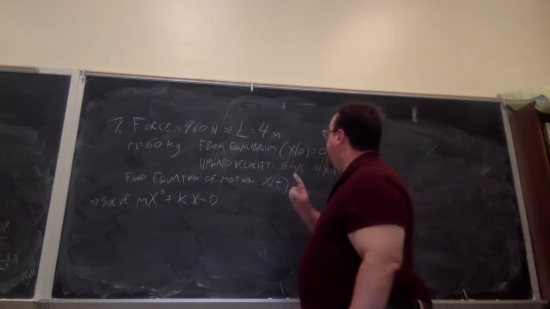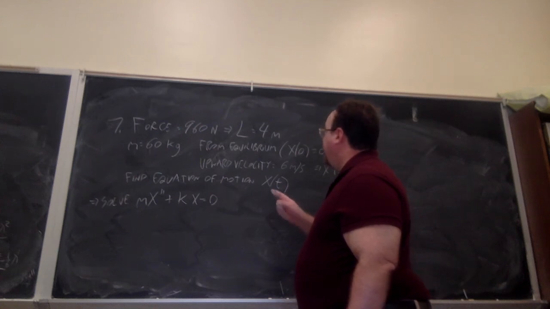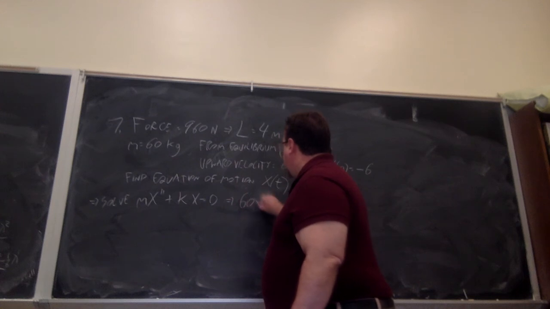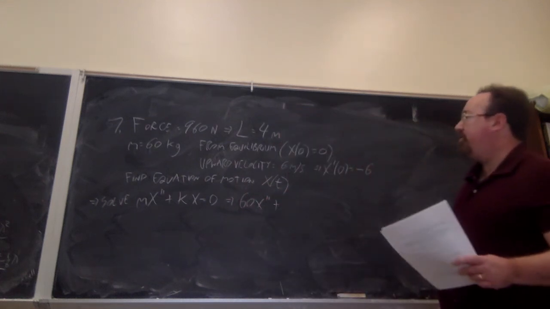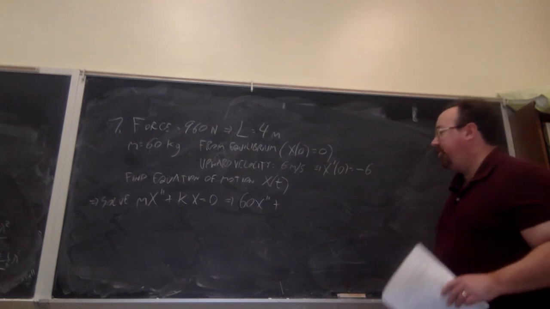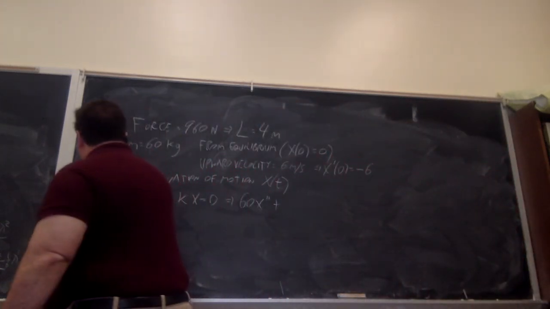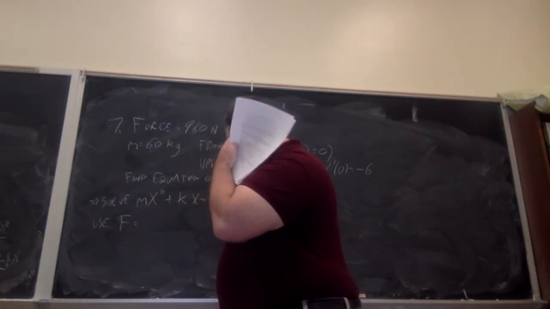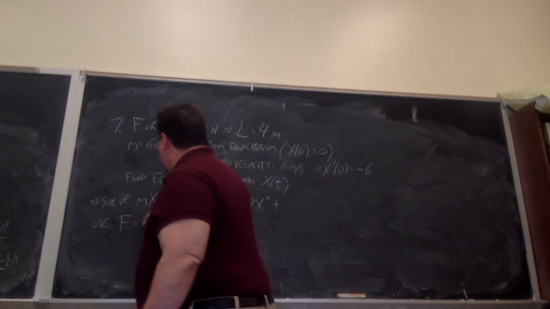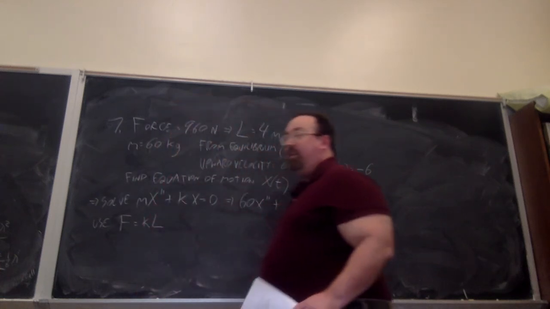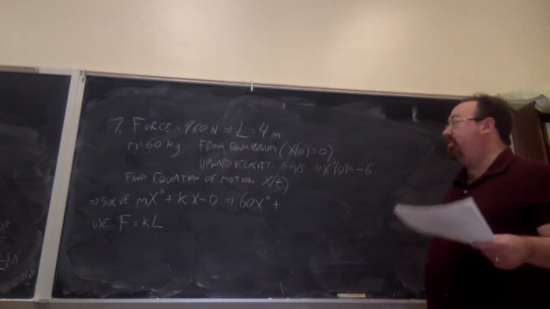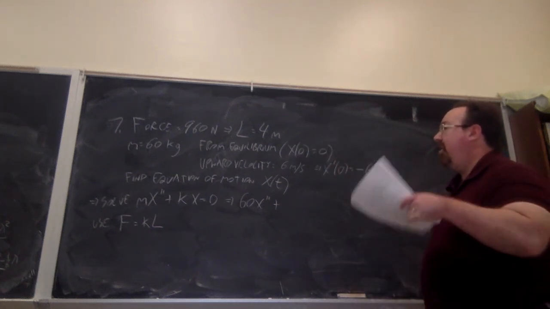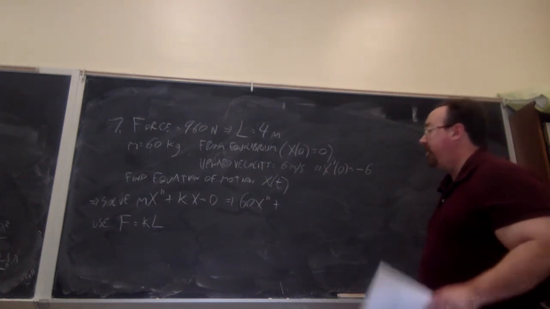Now we're given m, the mass, that's 60. So we have 60 x double prime. K, I do not have a spring constant k. So to obtain that, we use the fact that whatever force is imposed on the spring is equal to the spring constant that we're after times the length. Now, in previous examples, I've used the force to be the force due to gravity, so mg. But in this case, we're given an amount of force and how much that stretches the spring, so we're going to use that.